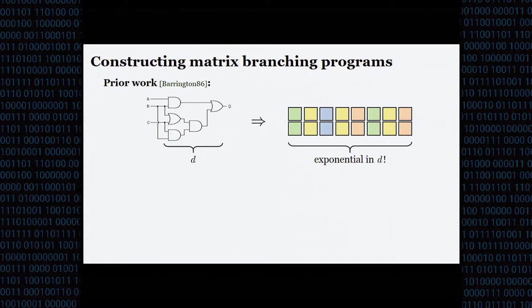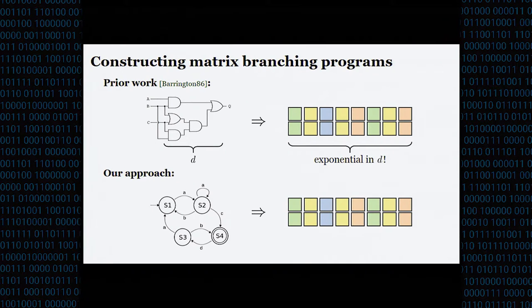So Barrington in 1986 showed that you can compile any function viewed as a Boolean circuit into a matrix branching program. And the blow up in terms of the length of the matrix branching program is exponential in the depth of the circuit. In our work, instead of going through the Barrington compilation process, we start from finite state machines and then compile those into matrix branching programs. So this is still exponential. We don't get around this exponential blow up. But we find that this ends up producing much smaller matrices, and that ends up being important in the performance.